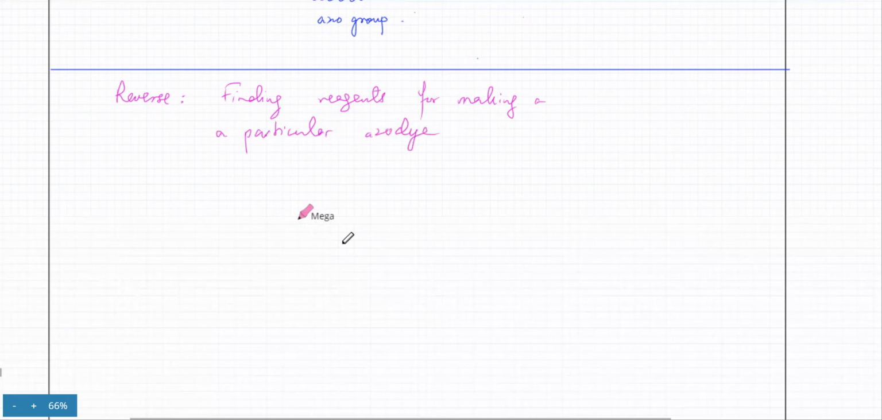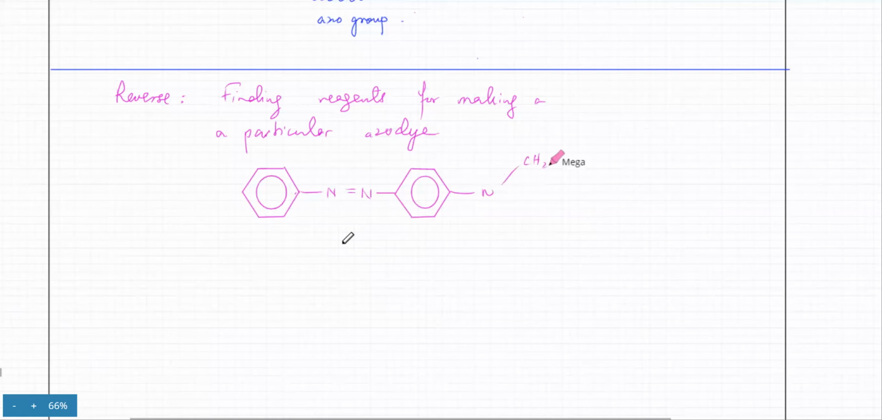So one example is, let's say you have a benzene azo dye, let's first make it. You have one benzene, N double bond N, and then on the other side there's the other benzene. On this side there's N followed by a CH3, another CH3. And on this side, let's say you have a carboxylic acid.